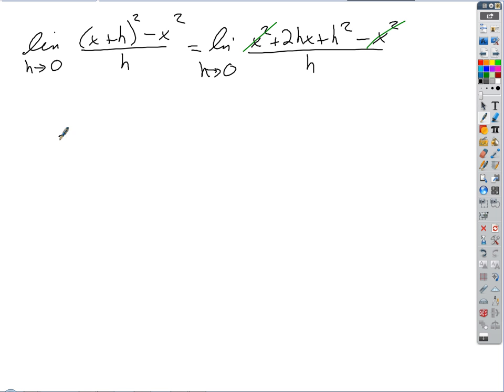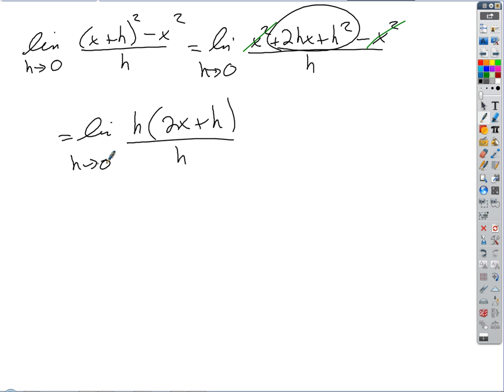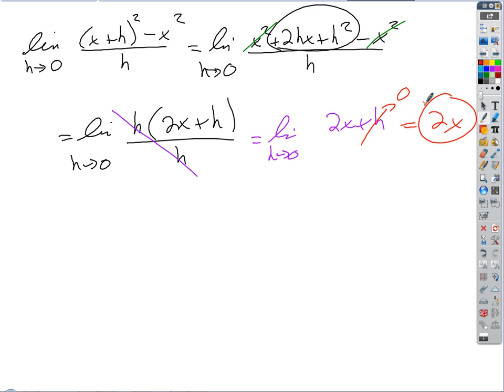Okay, so then we end up with the limit of, if I take an h out of the remaining terms, what do I get? What's left? 2x plus h, over h, as h goes to 0. Well, let's fill in our hole, because we had a hole at h. So the limit is just 2x. We end up with the limit of 2x plus h as h goes to 0, but as h goes to 0, that term goes away. So it's 2x.